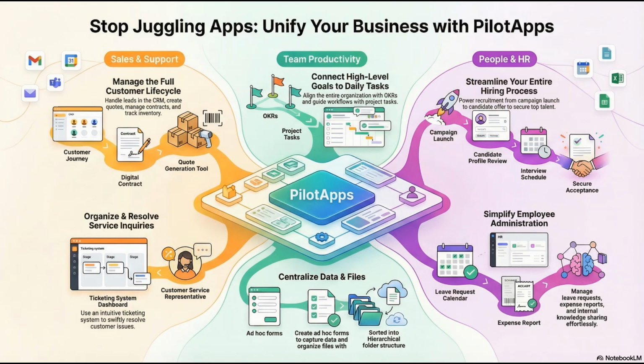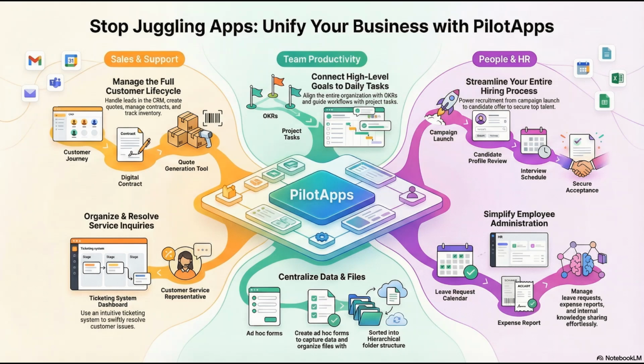Sales and support category, which includes apps like CRM, Quote, Contract, Service, and Reflect. Team productivity category, which includes OKR, tasks, actions, and forms. People and talent category, which includes recruit, skills, leave, threads, and expense.